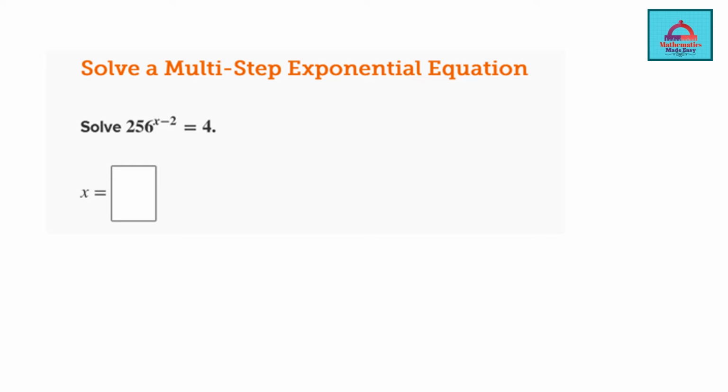Let's solve another multi-step exponential equation. Here, the base is 256 on one side and the base is 2 on the other. So let's reduce to base 2, which is the simplest base possible. We are going to do prime factorization of 256 again. Why are we doing it? So that we can reduce it to base 2.